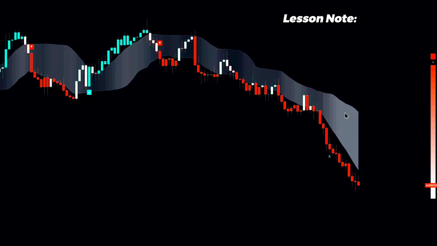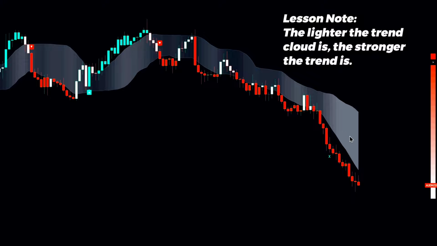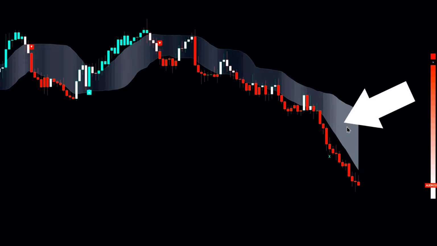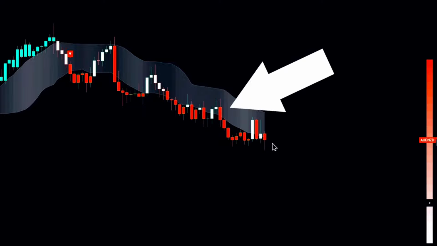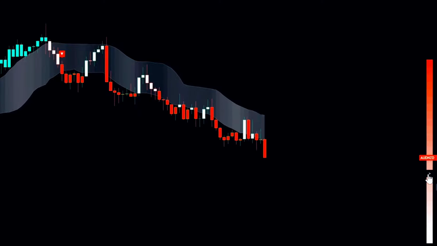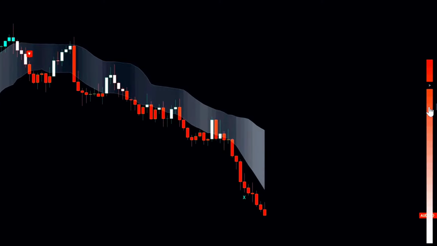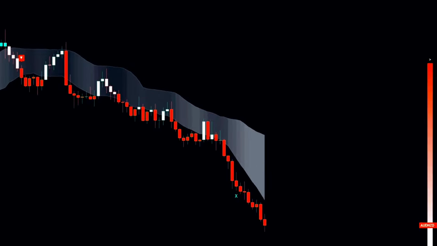You'll also notice that the trend cloud itself has a gradient. In some areas, it appears darker, while in others, it gets lighter. The lighter the cloud, the stronger the trend. For instance, in lighter gray areas, the trend is much stronger, while darker areas suggest a weaker trend.